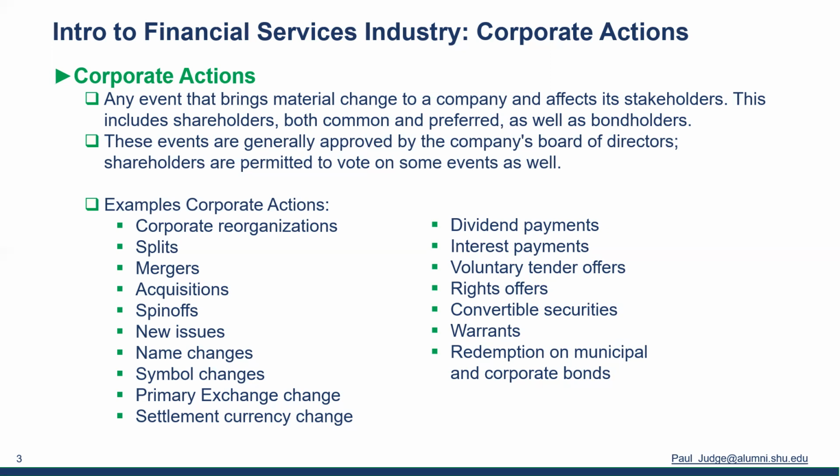Or maybe they're changing a name. Maybe they're changing the symbol that they trade on, or the exchange that they trade on, or the name of the company. Maybe they're changing their primary exchange that they trade on as a stock. Maybe it's something about dividend payments. Maybe they're making a dividend payment. Maybe they're making interest payments. Maybe there's what's called voluntary tender offers, and I'm going to talk about that in a minute.